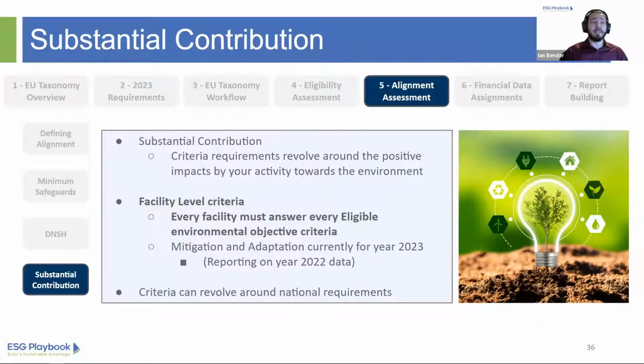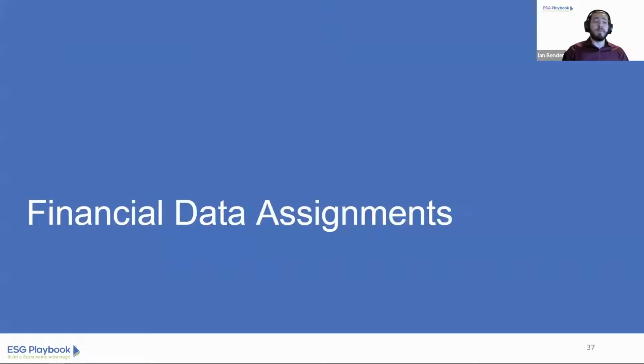Facilities, of course, that have failed to meet even one criteria of the substantial contribution have failed the alignment assessment. But that doesn't necessarily mean that the entire legal entity has failed. We'll dive a little bit more into the distribution of passing and failing of alignment in our next step. So those are the 2 assessments we have to undergo to make sure that we are following the EU Taxonomy criteria, eligibility and alignment. With those done, we can start aggregating our finances and assign these statuses.